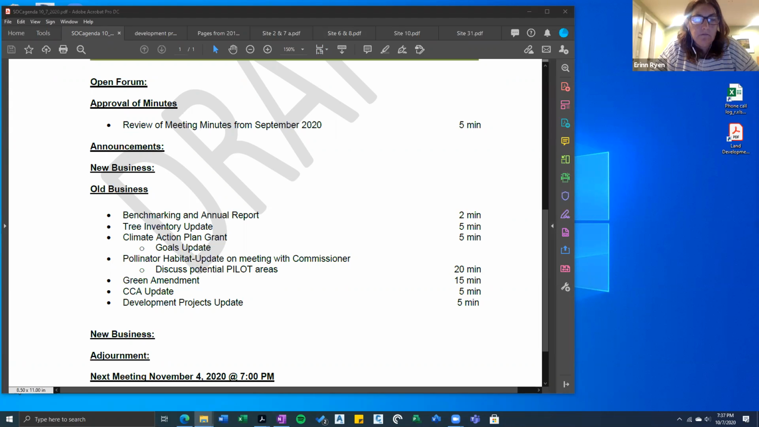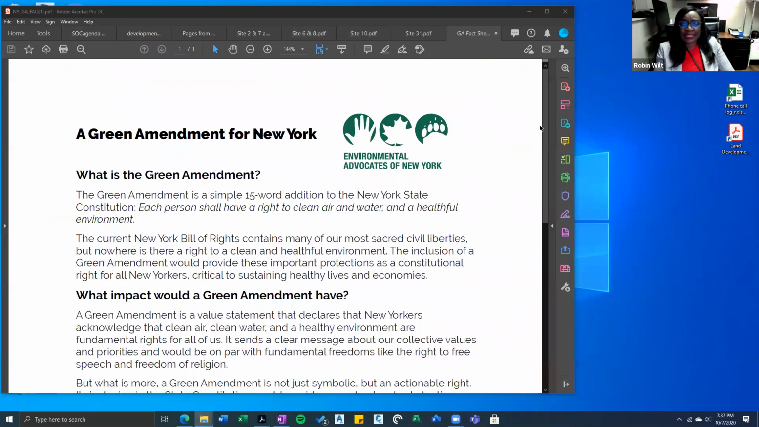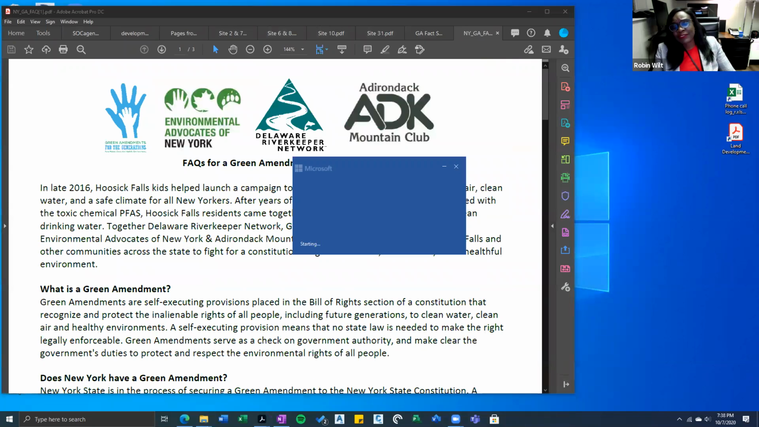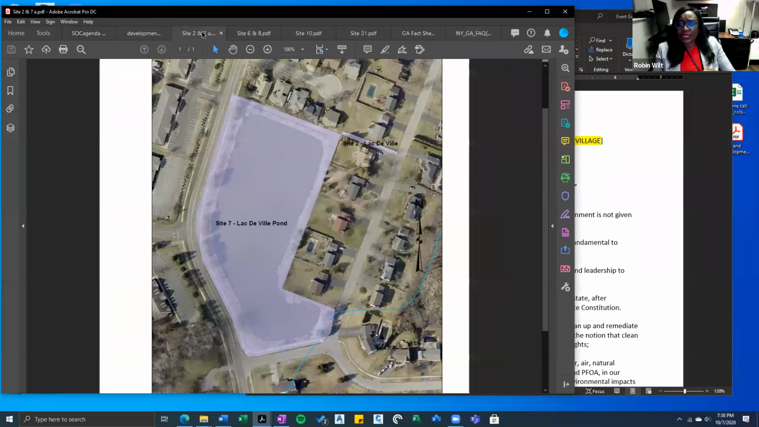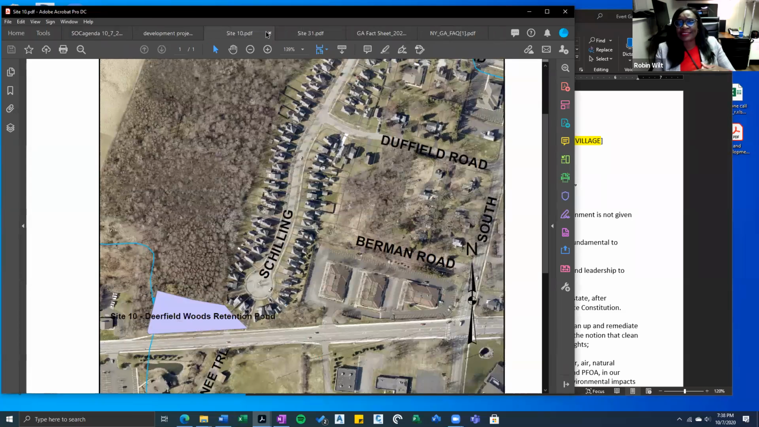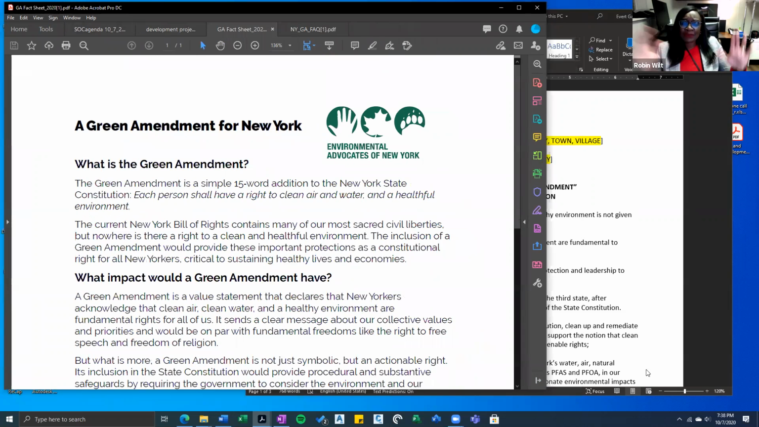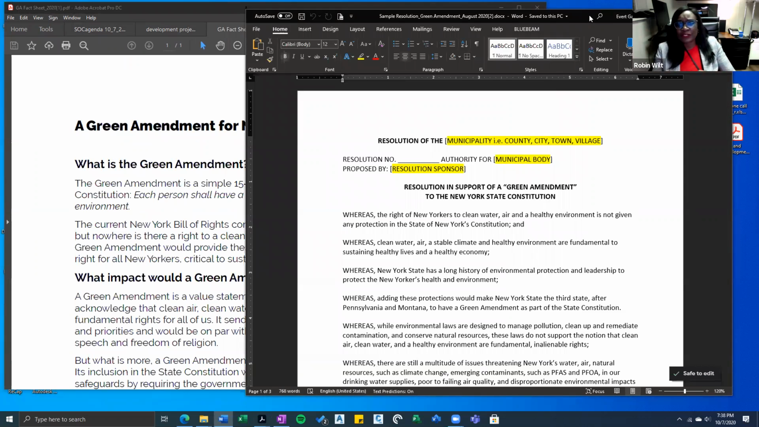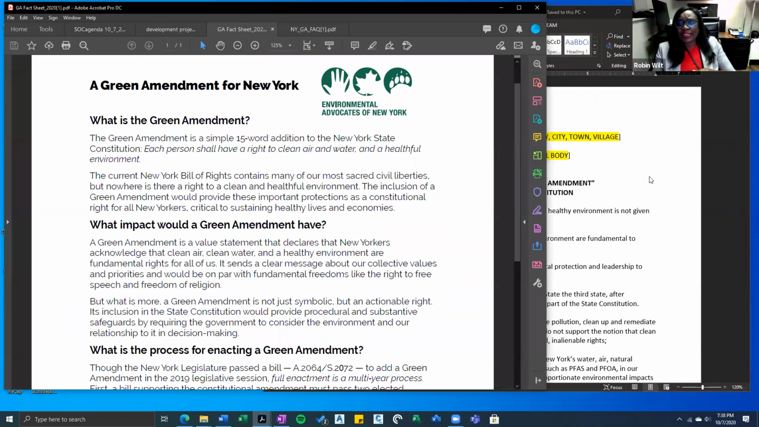Okay. Green Amendment. Robin, do you want to? Sure. I don't know if anybody had a chance to look at the materials, but there are a number of environmental groups right now looking at this Green Amendment resolution, trying to get municipalities and counties to encourage their state-level representatives to support the Green Amendment. In essence, the Green Amendment is just a 15-word addition to the New York State Constitution that would say each person shall have a right to clean air and water and a healthful environment.